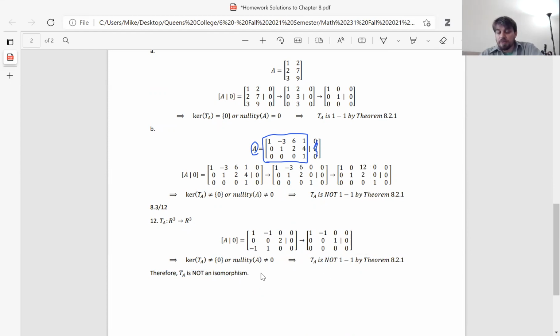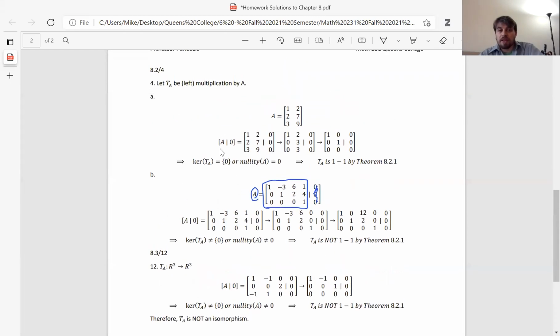An isomorphism is defined to be 1-to-1 and onto. It asks whether or not T sub A is both 1-to-1 and onto. So we're going to show that it's not 1-to-1, which implies it is not an isomorphism. To show it is not 1-to-1, we're going to follow the same method we did for number 4 in 8.2. We're going to use theorem 8.2.1 to find that the kernel of T sub A is not the 0 set, which is equivalent by that theorem to saying that T sub A is not 1-to-1.